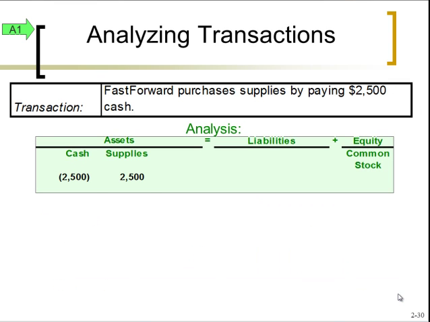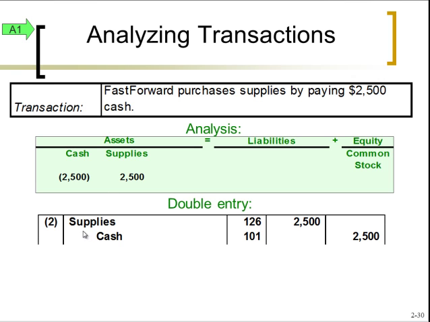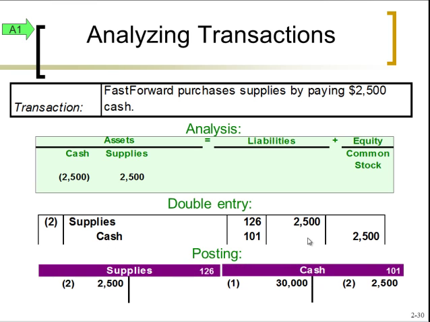Let's look at another example here. Fast forward purchases supplies by paying $2,500 cash. So the cash asset is going down. The supplies asset's going up. We're still in balance. The entry would be a debit to supplies to increase that asset and a credit to cash to decrease that asset.